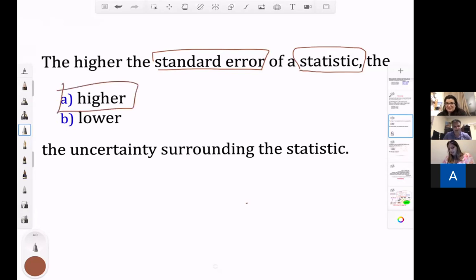It's going to be higher uncertainty, because with a higher standard error, that means our sampling, again, is messed up. This is a sample. Standard error is high. The standard error is the same as the standard deviation of the sampling distribution.